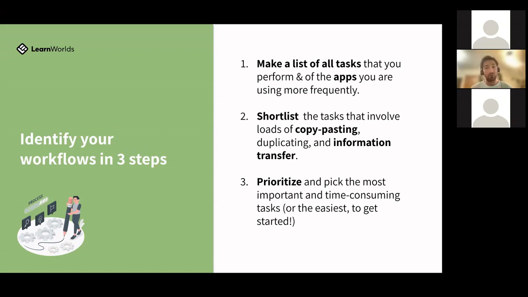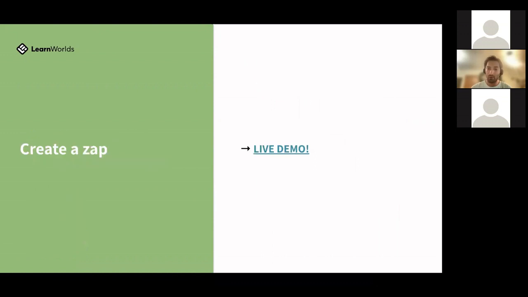Shortlist those tasks that involve loads of copy pasting, duplicating, information transfer, copy pasting lists in Excel files, attaching the list in an email and sending this to your partner, your boss, your friend, or anyone involved in the workflow. And of course, prioritize and pick the most important and time-consuming tasks. We always start from this one, of course.